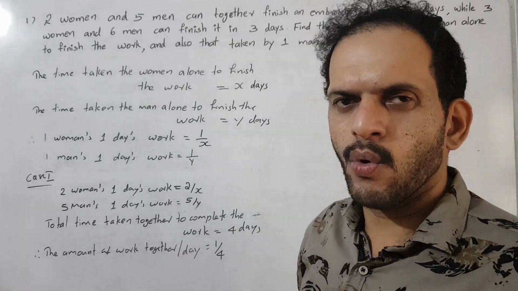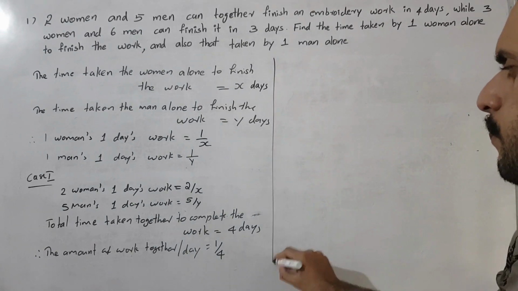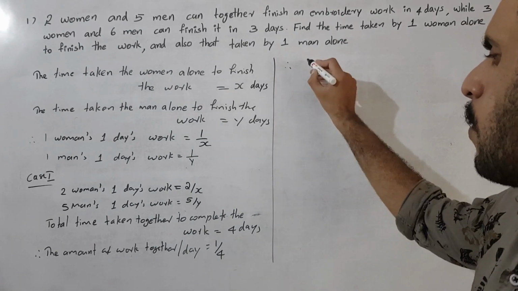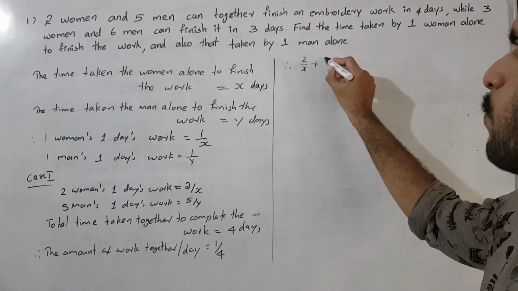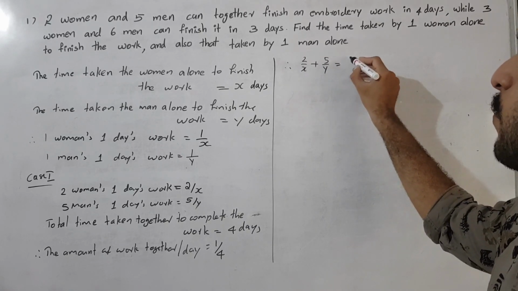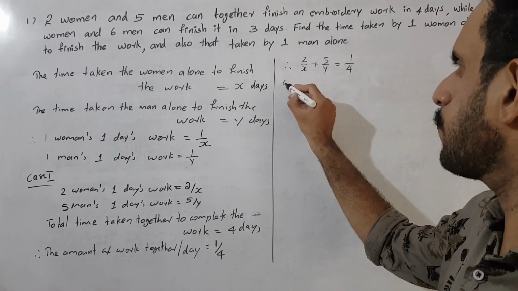Okay, so we generalize the idea. Therefore 2 by x plus 5 by y is equal to 1 by 4. Okay, we stop there. Then we next take case 2.